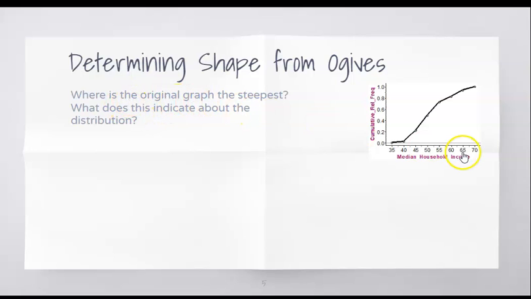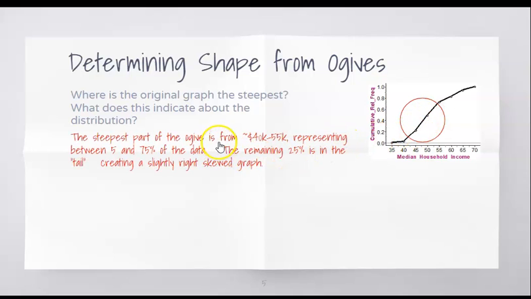Where's the original graph the steepest? All right, so you're looking for where's the highest slope. In this case, it's increasing the fastest right in here, right? So what does this indicate about the distribution? If you want to think of it kind of like a box plot, this is the box part. Where does that fall? This falls between 40 and 55K, right? And that's like 25 to 75% of our data. That's a big chunk of data. It's not exactly in the center of the x-axis, but it is right here.